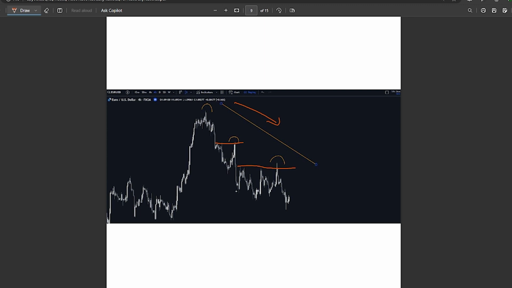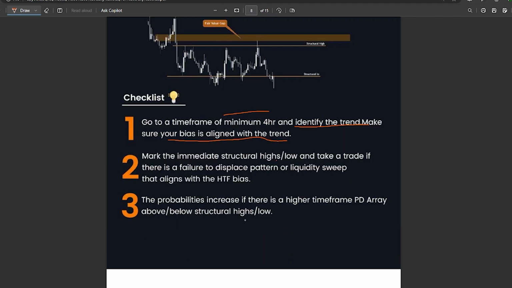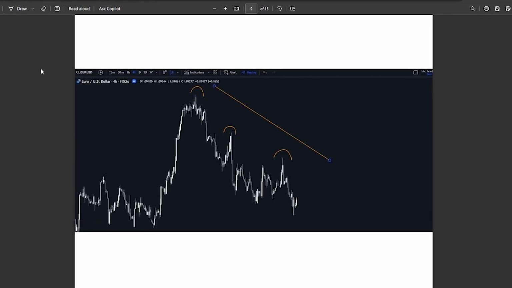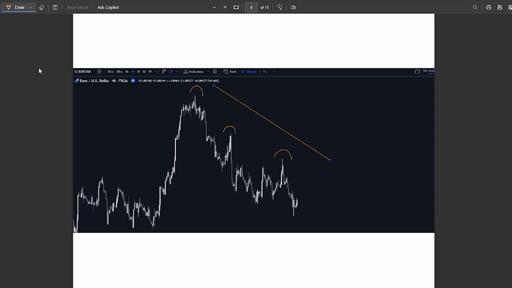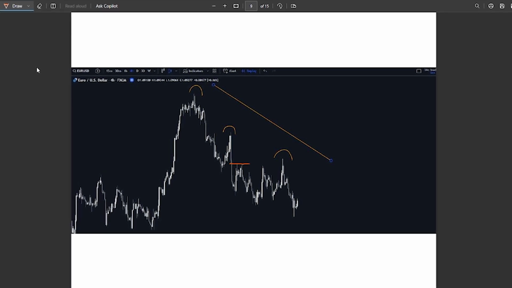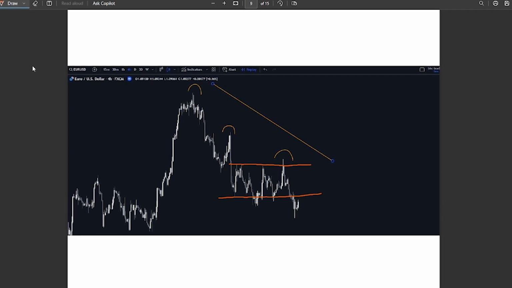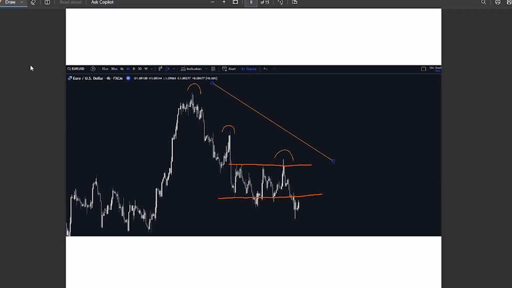Now let's come on to the second point and see what we have in the checklist. Mark the immediate structural highs and lows and take a trade if there is a failure to displace pattern or liquidity sweep that aligns with the higher time frame bias. So let's see on the chart what it means. So here on the chart, what are the immediate structural highs and lows? According to my analysis, these are the structural highs and this is the structural low. That is the most immediate high and low.